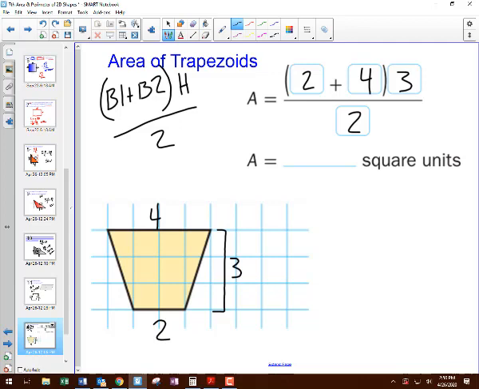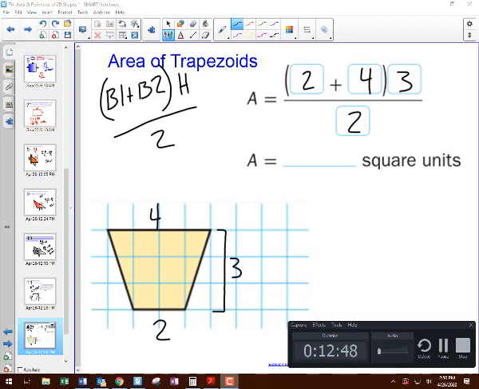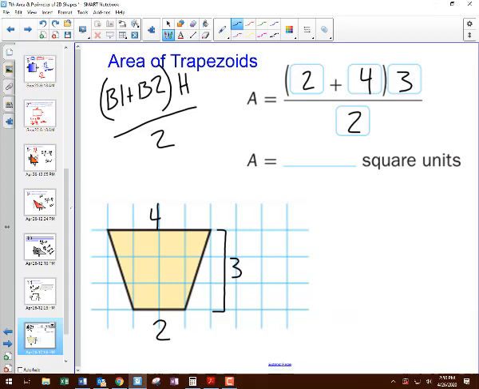Okay, we go 4 plus 2, which is 6, times 3 is 18. Divided by 2, we're going to get 9 square units there.